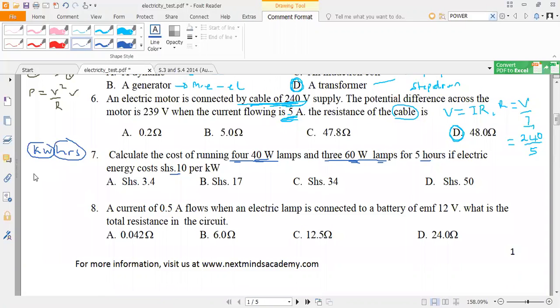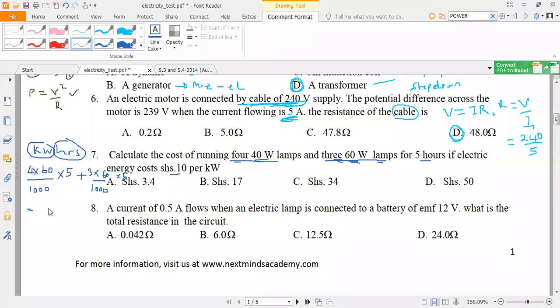So if we are to do that, for the 4 40-watt lamps, to convert them to kilowatt hours, since they are 4, they consume 4 times 60. Then we divide the watts by 1,000 to convert to kilowatts, and then we multiply by the time, which is 5 hours. On top of this, we add the power consumed by these 3 60-watt lamps. So this will be 3 multiplied by 60, then we divide by 1,000 to convert to kilowatts, and then we multiply by 5 hours.